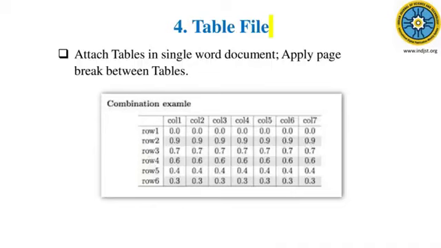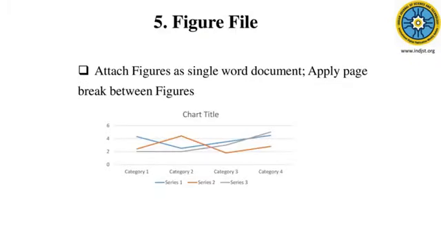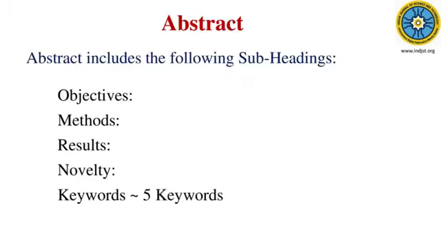Use the document file to create the table file. Attach tables as a Word document. Put a page break between tables. Figure file. Attach individually as JPEG file or OpenDoc file. Add all figures with a page break between figures.